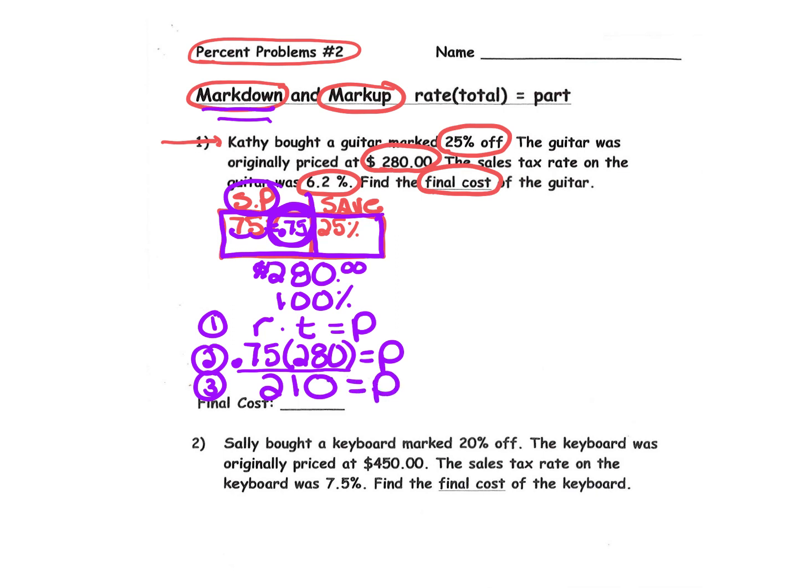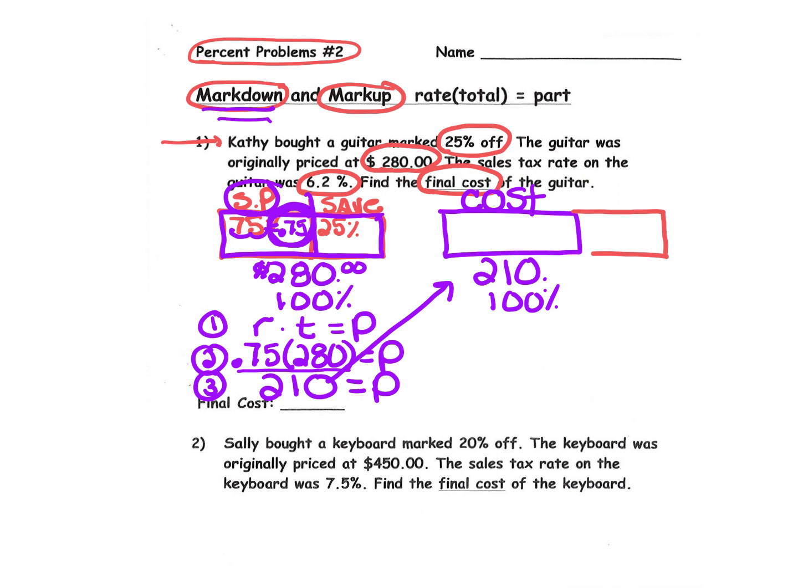Now take that sale price, and in the second tape diagram, you're going to need to mark that up with tax. So on your next tape diagram, your total is $210, which is the sale price of the guitar. And that's what's going to get taxed, the sale price of the guitar. So we're going to take this bar and we're going to add on or mark up the tax. Please pause your video if you need time to catch up on the notes.